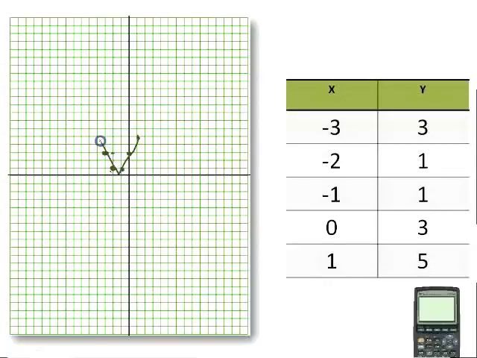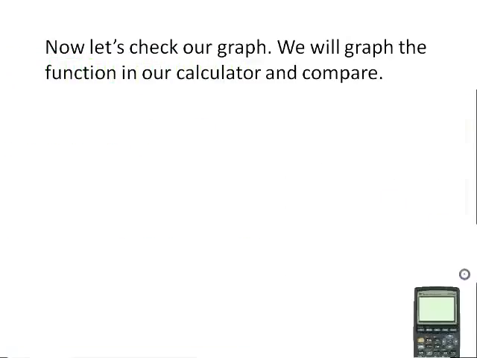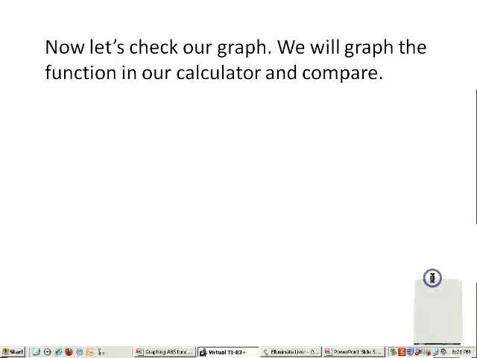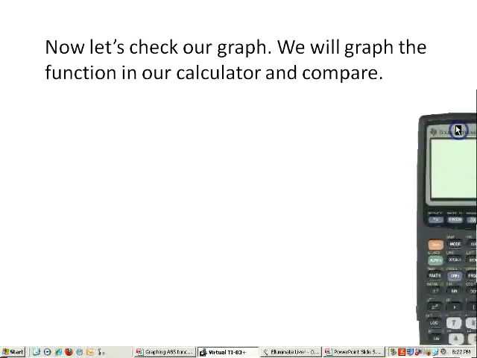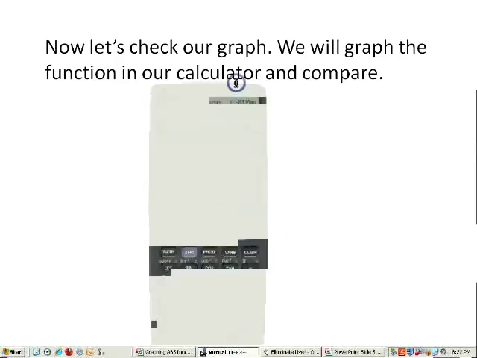Now, I get a V shape. I just kind of have to guess where the bottom of the V is there. So there's the sketch of my absolute value of 2x plus 3. Now, let's check our graph. Let's put it in our calculator.